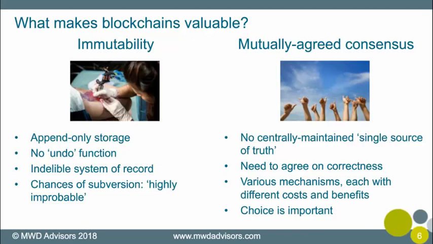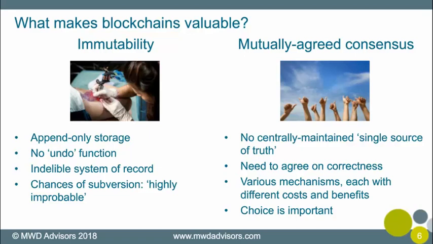And because in a blockchain network there's no central single source of truth that everyone has to rely on, it's imperative that the parties in a network have a commonly agreed way to settle on the correctness of a transaction. And that's referred to as a consensus mechanism.